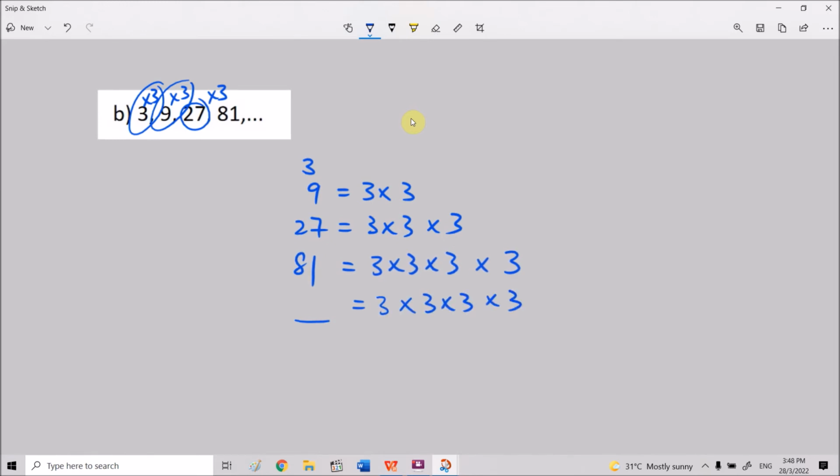And if you have the next number, you will know that there will be 5 of them. 5 of the 3s here. And back to the first one, 3 of course is equal to 3. Okay, so the next thing is for multiplication of the same number.